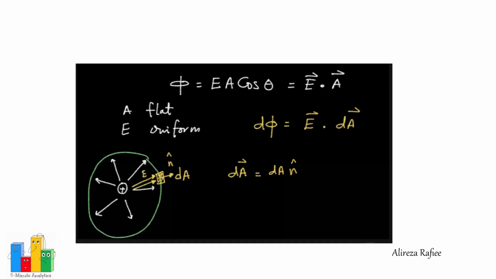And if I want to know the overall, total flux, then I'm going to integrate over the entire surface these little tiny fluxes passing through little tiny surface areas, which becomes the integral over the entire closed surface of E dot dA.